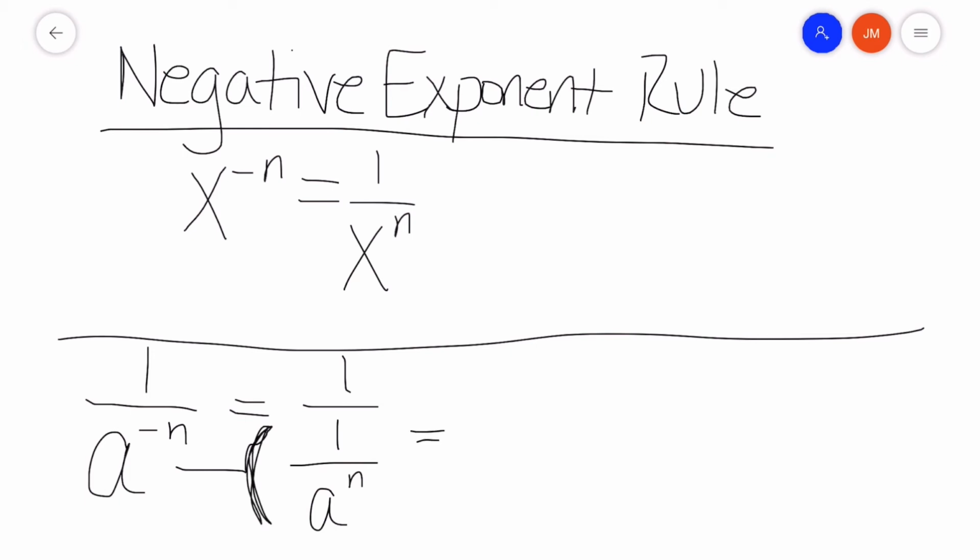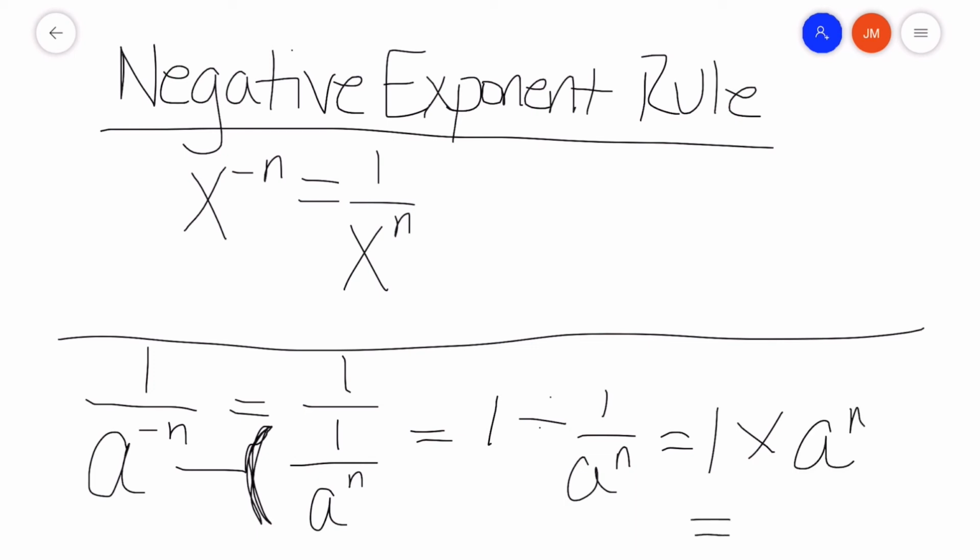So if we simplify this, this is 1 divided by 1 over a to the n. And we know that when we divide fractions, we use the keep, change, flip. So we keep the 1, change the division sign to a multiplication sign, and flip the fraction, so a to the n. So this is equal to 1 times a to the n, which is a to the n. So again, this just goes back to what we discussed earlier. Whenever there's a negative exponent in the denominator, it gets moved to the numerator and becomes a positive exponent.